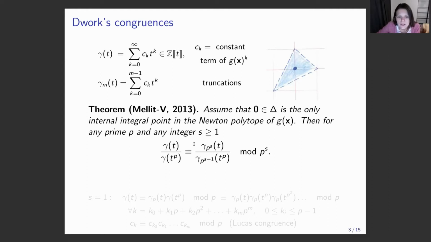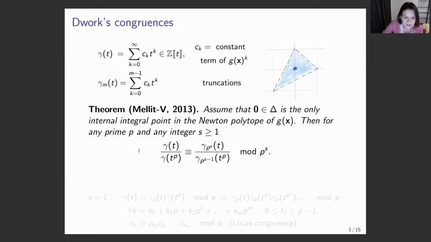And together with Anton Mellit, we gave a combinatorial proof of this theorem. But that proof was not really satisfactory. It didn't explain the appearance of the p-adic analytic element in this theorem. And since then, I was looking for more conceptual explanations. And in my recent work with Fritz Beukers, we were able to give such an explanation. So the goal of this talk is to explain this congruence cohomologically. I will prove this theorem, basically.